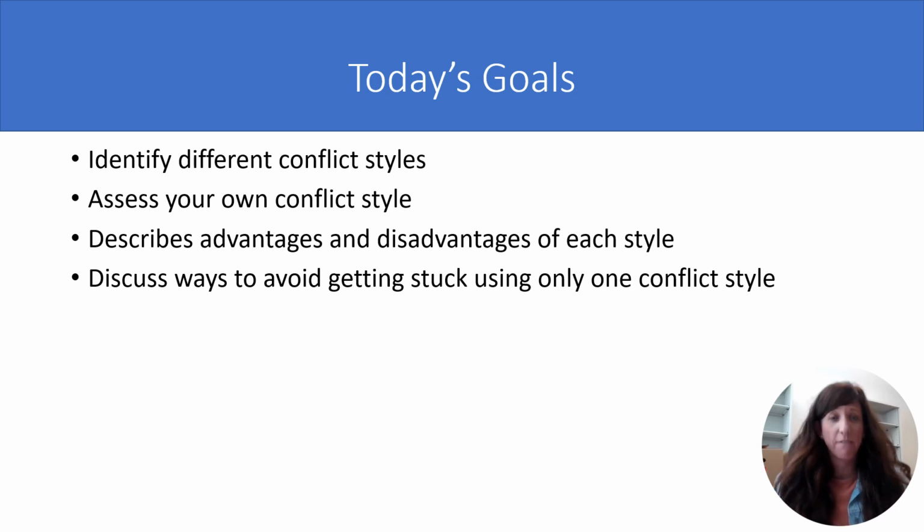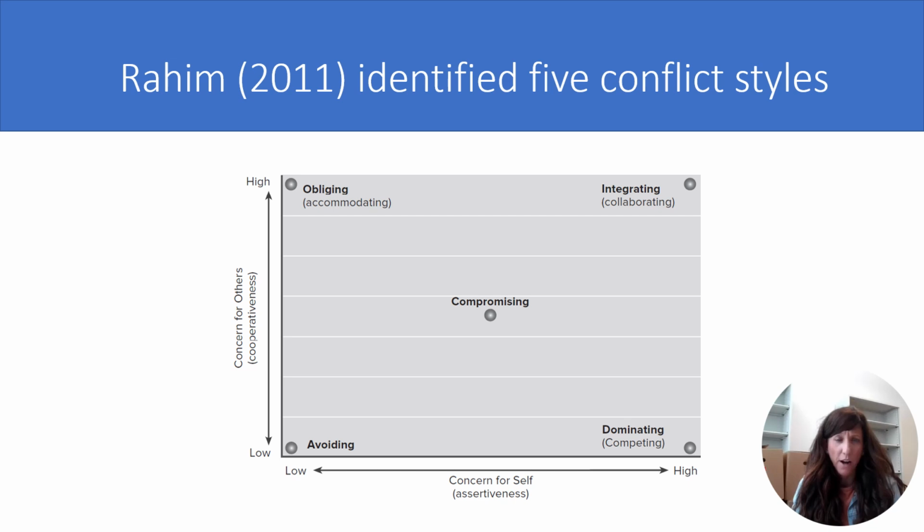Specifically, in the lecture today, we're going to first identify the 5 different styles. After that, we're going to give you a chance to try and assess what your own particular conflict style or preference is. And we're going to talk about some pros and some cons, or advantages and disadvantages that are associated with each style. We're going to wrap up the video today talking about how sometimes people get stuck using only one type of style and what some strategies might be to avoid that, to become more comfortable using a different type of style. So with that in mind, we'll jump right in and we'll start with this really important graphic.